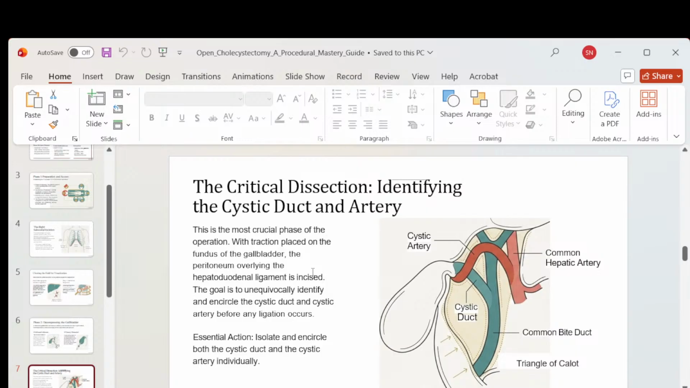This is the most crucial phase of the operation. With the traction placed on the fundus of the gallbladder, the peritoneum overlying the hepatoduodenal ligament is incised. The goal is to unequivocally identify and encircle the cystic duct and cystic artery before any ligation occurs. Essential action: isolate and encircle both the cystic duct and the cystic artery individually.